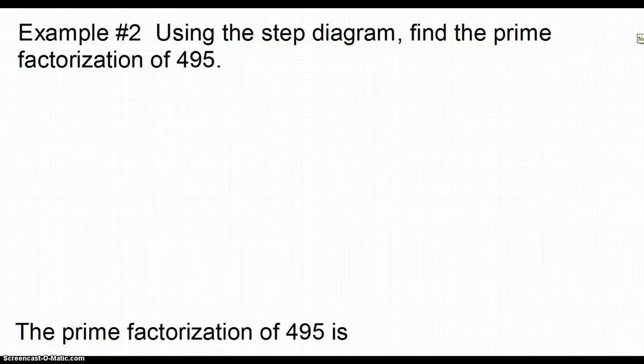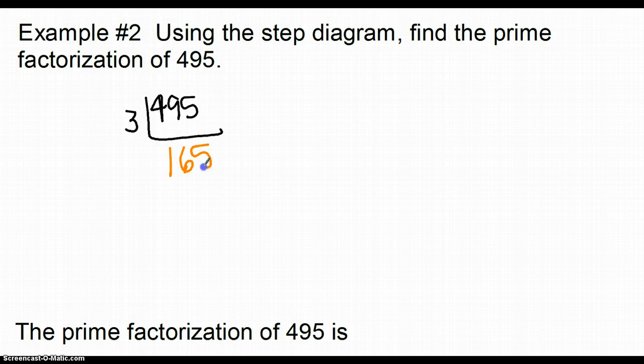Alright, so we're going to use a step diagram again to find the prime factorization of 495. So I'm going to write my original problem, and I know that 3 goes into 495, and 3 goes into 495 165 times. Okay? And then I ask myself what number goes in again. 3 goes in again, and it goes in 55 times.